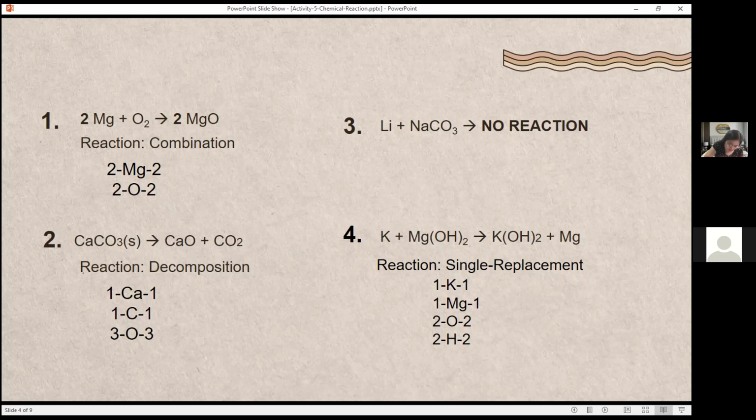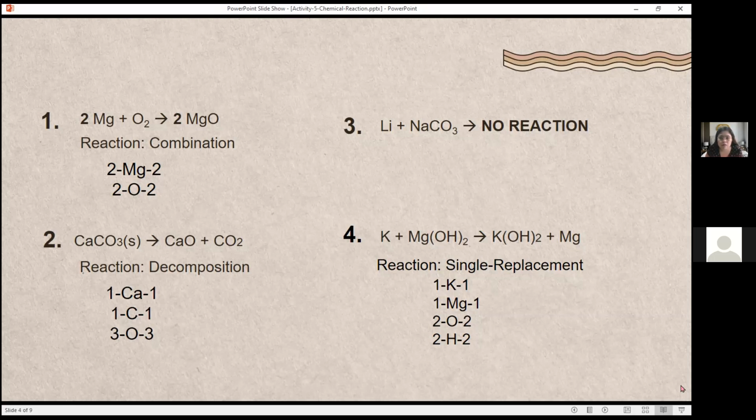Number 2 is CaCO3 yields. In the activity series, Ca is stronger than C, so we proceed to the reaction. It is already balanced. On the reactant side, Ca is 1, C is 1, oxygen is 3. On the product side, Ca is 1, C is 1, and there is 1 oxygen in CaO and 2 in CO2, so 1 plus 2 is equal to 3.